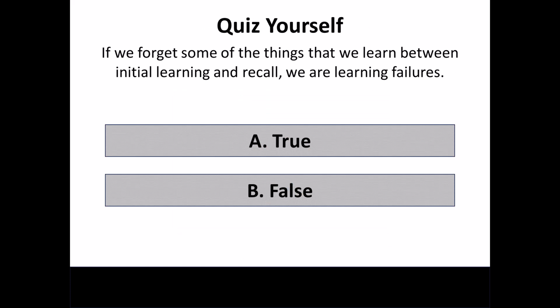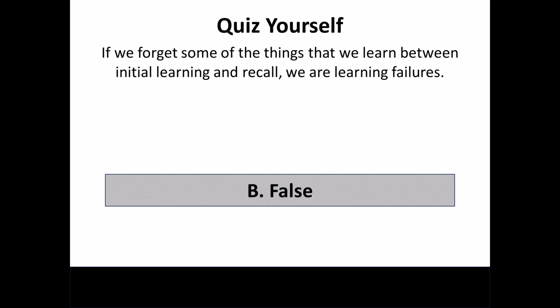Let's quiz ourselves on what we have learned so far with a true or false question. If we forget some of the things that we learn between initial learning and recall, we are learning failures. False. Forgetting things between initial learning and recall is normal. The recall of this forgotten information moves the information deeper into our long-term memories.